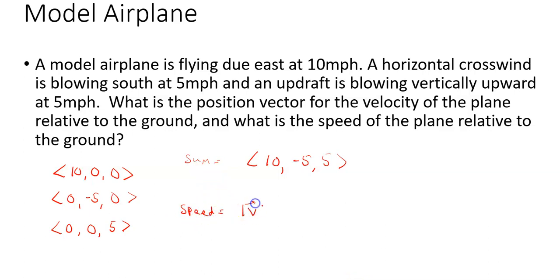So the magnitude of that vector is going to be the square root of the first term squared, second term squared, third term squared, which is the square root of 150. We can get a decimal approximation if we want, or we can simplify that as a radical. If I want a decimal approximation to see how fast my plane is going, I take the square root of 150 and get, to 2 decimal places, 12.25.